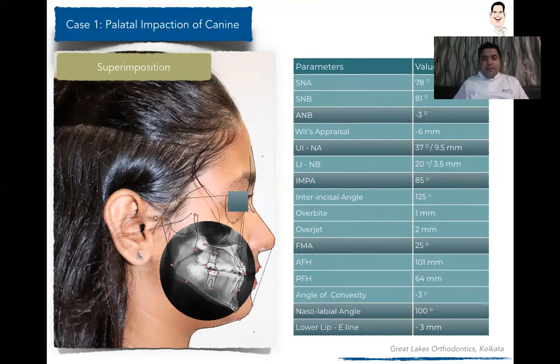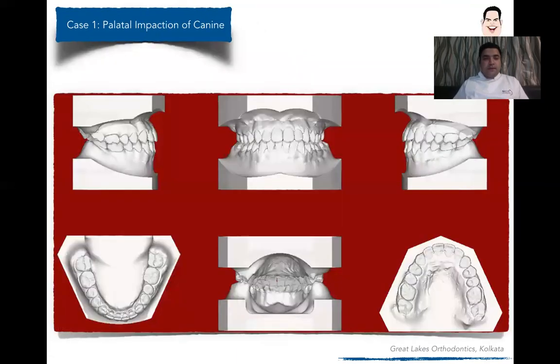The IMPA is well within the range. The FMA shows that it's now an average growth pattern. So the growth of the patient was also prominent and favorable towards orthodontics. The nasolabial angle is still obtuse, and the lower lip to E line is close to normal. So the overall soft tissue contours and hard tissue contours at the end of the treatment look perfectly fine. So that's the post-treatment.